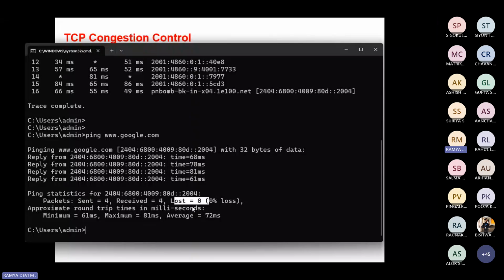RTT is nothing but round trip time. The time it takes for the packet to reach the destination, and also the time it takes for getting an acknowledgement. Together, what is the time? That is called round trip time. The minimum time is 61, the maximum is 681, and the average is 72. So what is RTT?